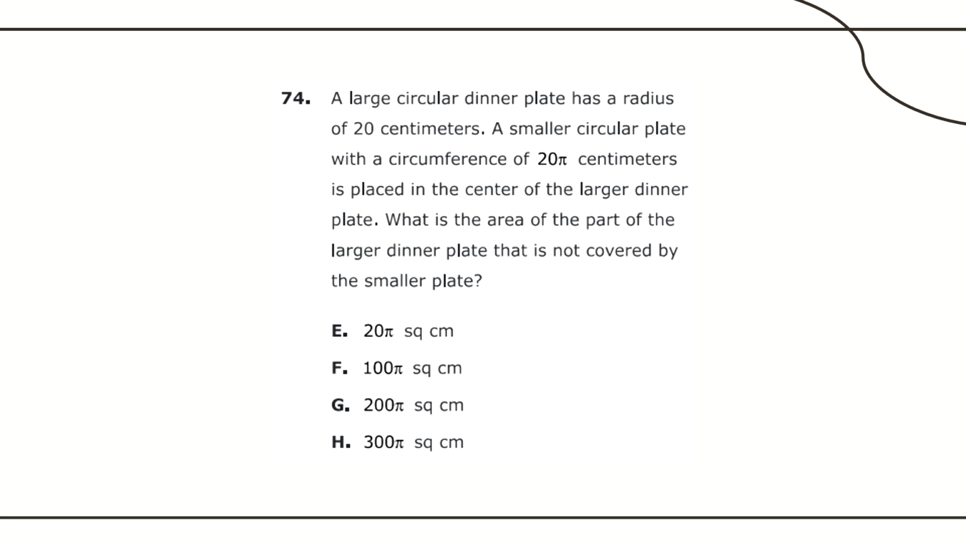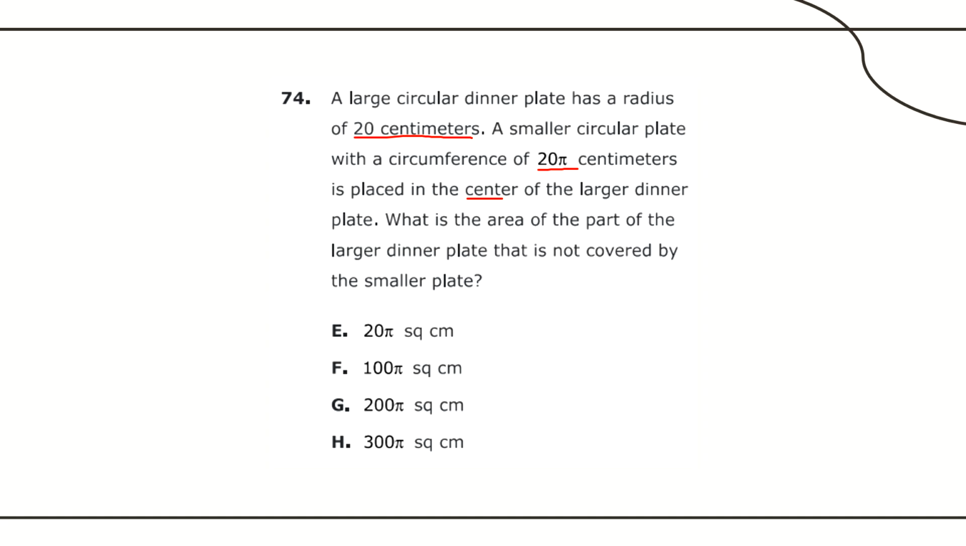In this question, it says a large circular dinner plate has a radius of 20 centimeters. A smaller circular plate has a circumference of 20 pi centimeters and is placed in the center of the larger dinner plate. What's the area of the part of the larger dinner plate that is not covered by the smaller plate? Okay, well, what I always like to do for questions like these is draw a diagram.